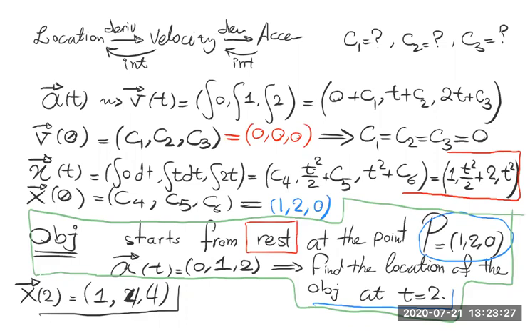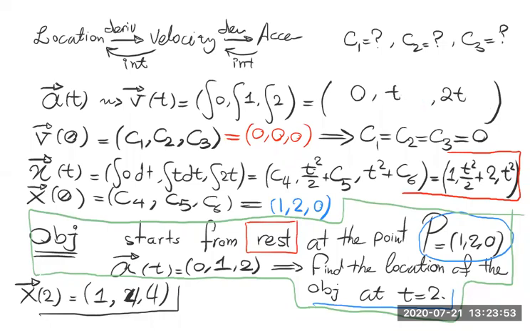On the other hand, the question says the object starts at rest. It means the initial velocity is 0, 0, 0, which means c1 is 0, c2 is 0, c3 is 0. So the velocity would be 0 plus 0, which is just 0, t plus 0, and 2t plus 0.